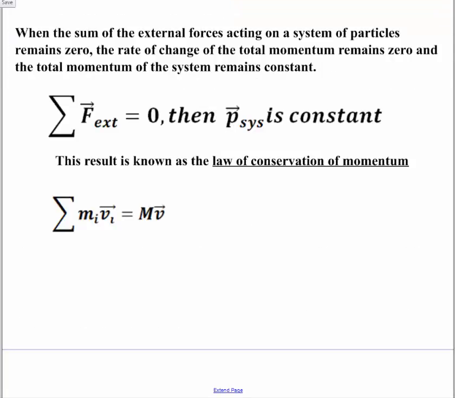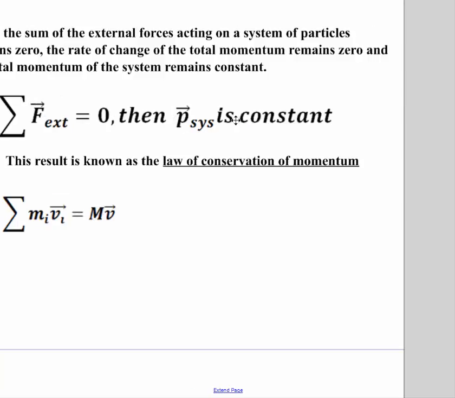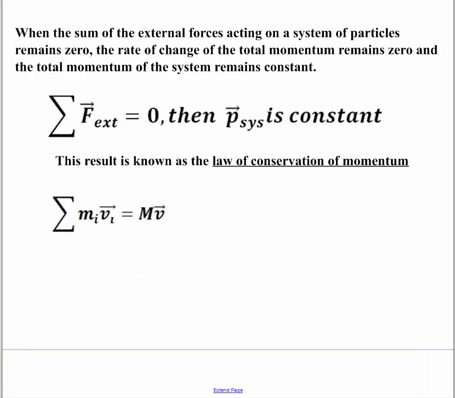Now when the sum of external forces acting on a system of particles remains zero, the rate of change of the total momentum remains zero and the total momentum of the system remains constant. So if the summation of external forces is equal to zero, then the momentum is going to be constant. This result is known as the law of conservation of momentum.